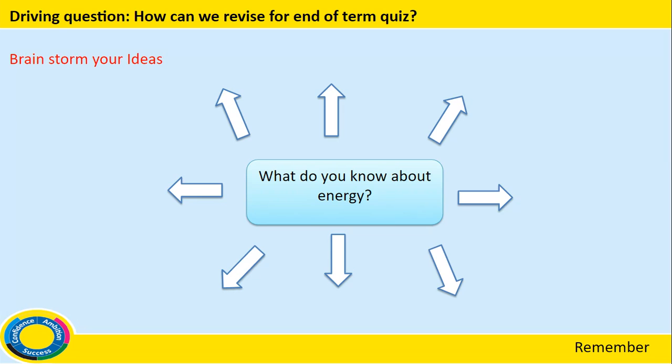Right. We're going to begin our revision lesson. This is a remember task. And what I want you to do is to brainstorm your ideas. So what do you know about energy? So in your exercise book, you're going to draw out this bubble right in the center of it. What do you know about energy? And brainstorm all your ideas and write it down on a sheet of paper or in your exercise book. I'm now going to ask you to pause the recording.